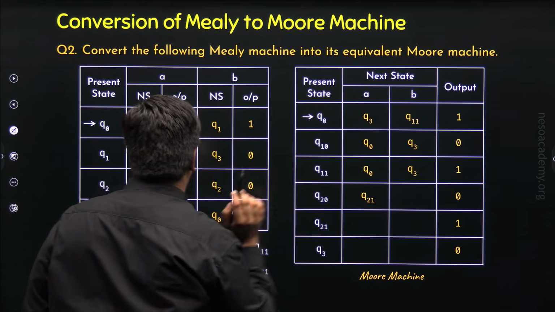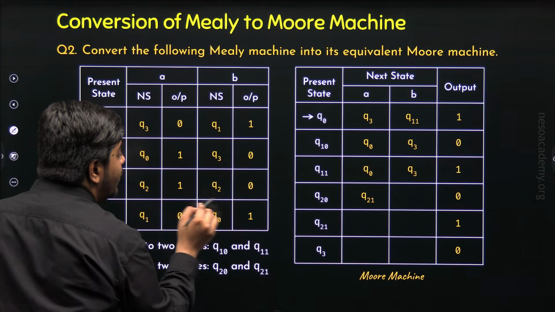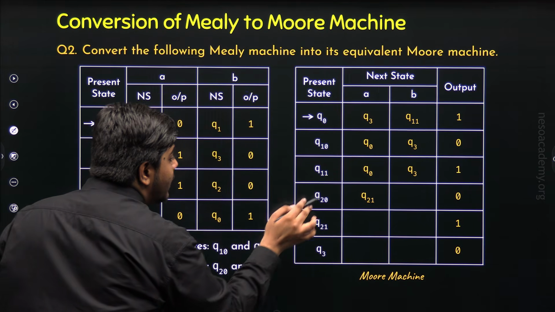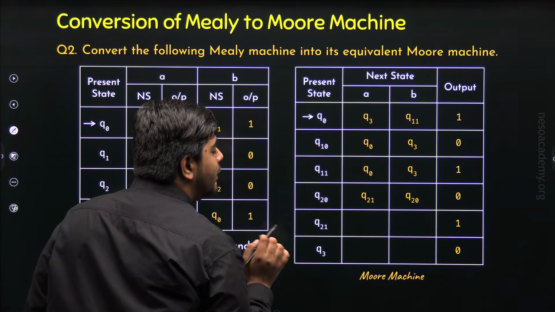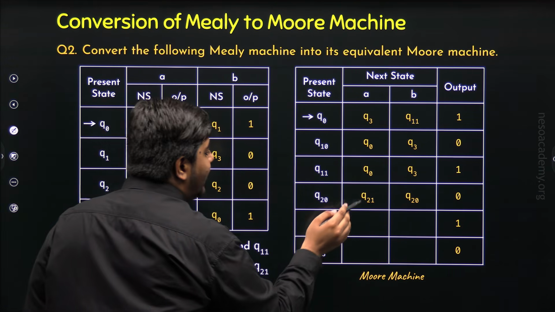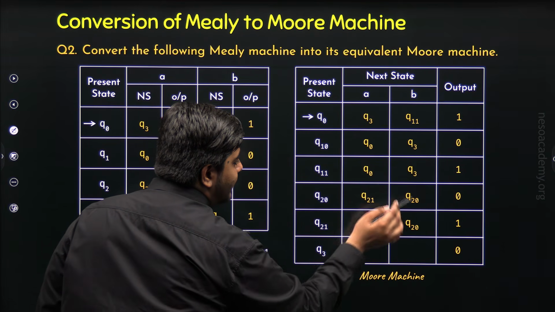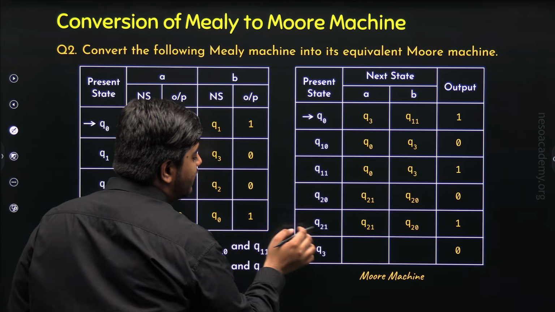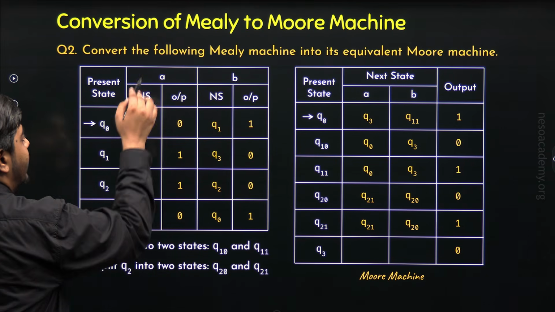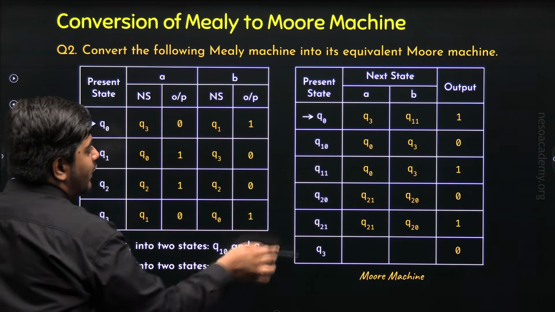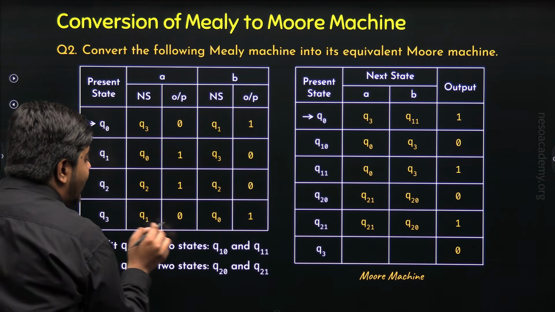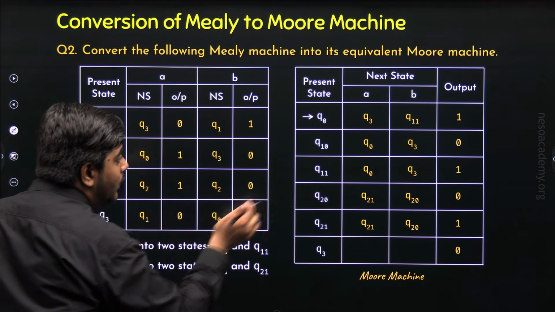Now Q20 on B. Q2 on B is giving us Q2 associated with 0. And Q2 associated with output 0 is called Q20. So here we will write Q20. Now Q21 is also a derivative of Q2. So we can write Q21 and Q20 as it is. Now we will fill the transitions for the state Q3. Q3 on A is giving us Q1. But Q1 is not a state. So Q1 is associated with 0. And Q1 associated with 0 means Q10, this state.